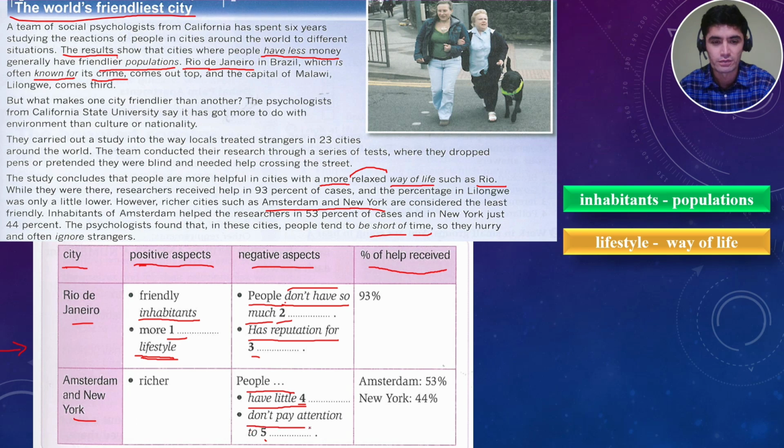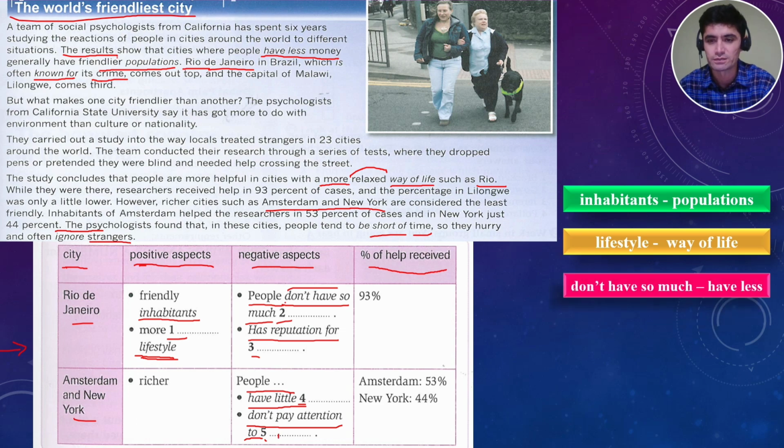Next, don't pay attention to. Don't pay attention to something. Let's keep reading here. So they hurry and often ignore strangers. To ignore somebody means to not pay attention to somebody. So they ignore strangers here. So the answer is strangers.